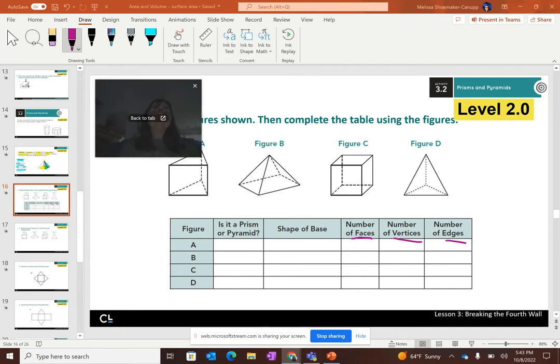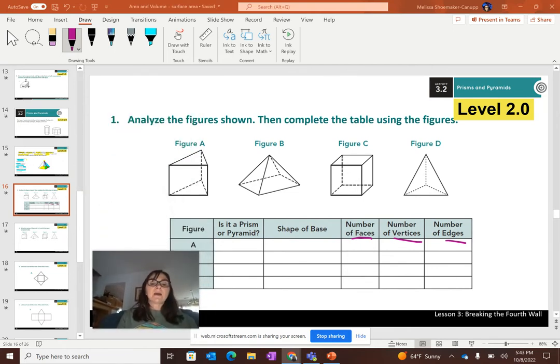Well, we can see that this first one has to be a prism because it does not have just one point. I can see a base and I see a matching shape that would be maybe the lid. So we're going to write the word prism in here. The shape of the base. Well, I can see that it's sitting on a triangle.